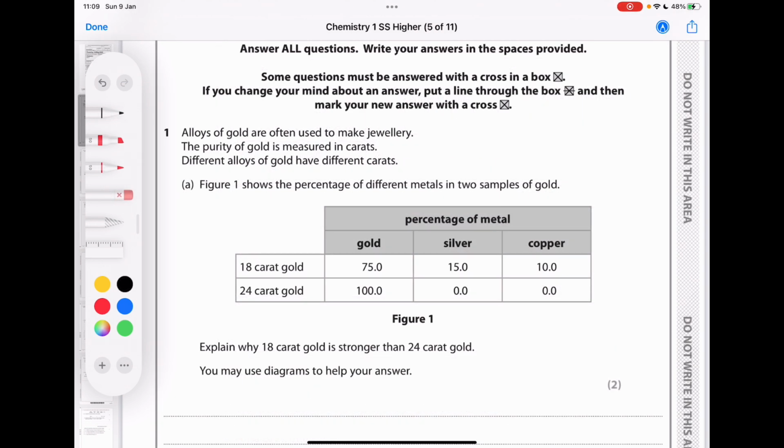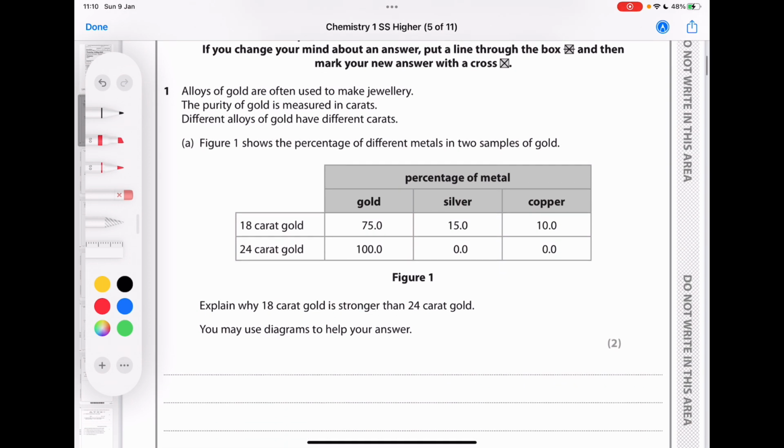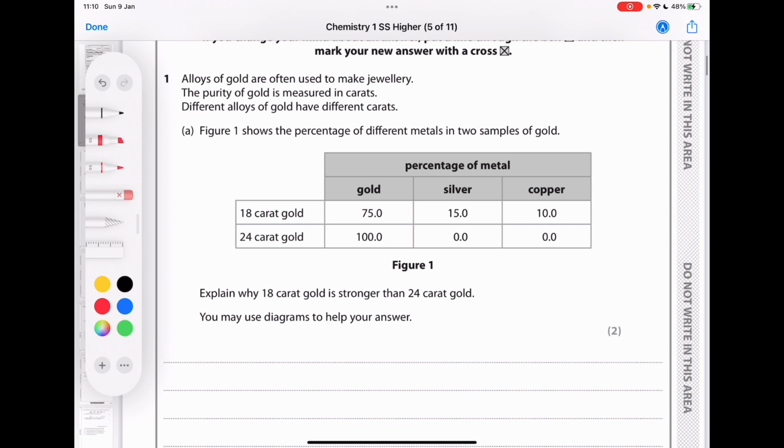Question 1 part A was about topic 5 and the transition metals. Question 1A asked you about alloys of gold, but the same ideas would apply to any mixtures of metals or steels or other examples they might use. So 1A asked to explain why 18 karat gold is stronger than 24 karat gold, and they gave you a table with some information in.